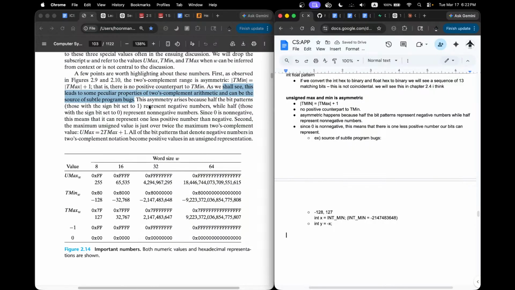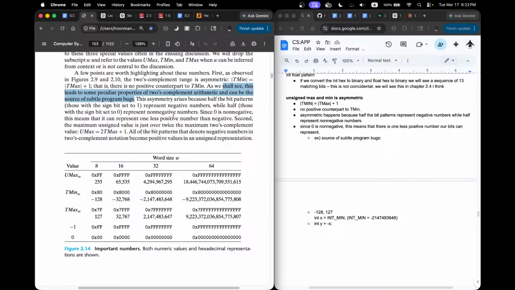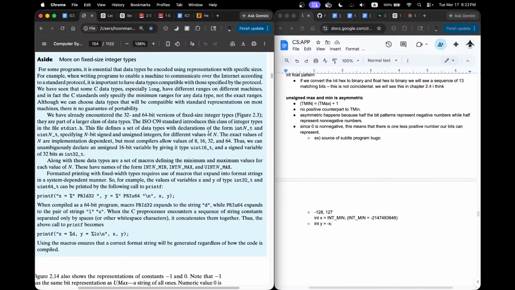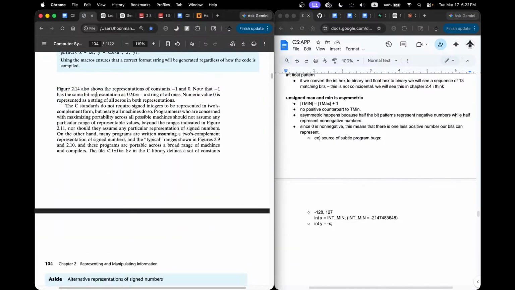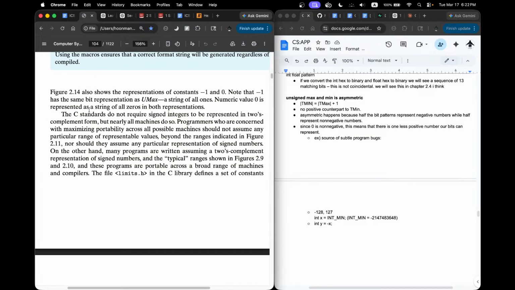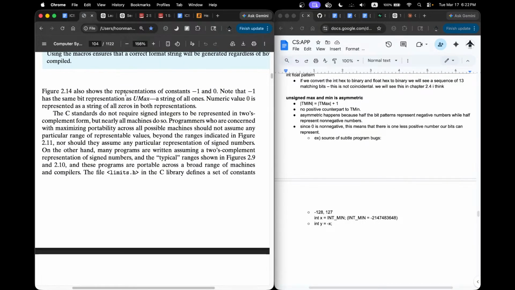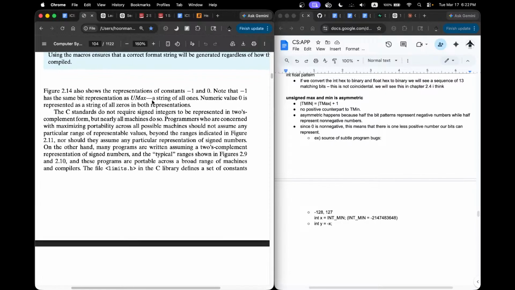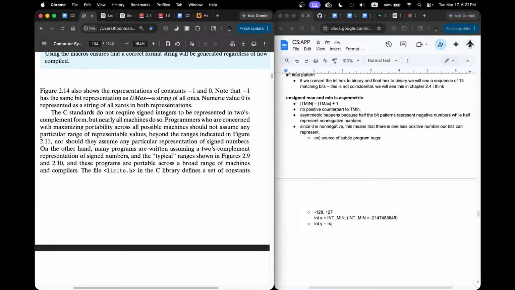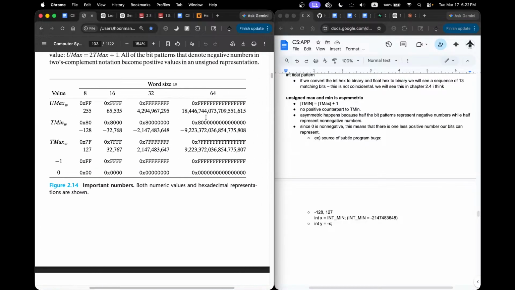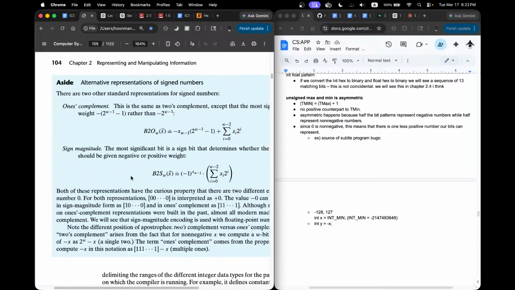This asymmetry arises because half the bit patterns... more on fixed size integer types. Nope. I do not want to read more on this. Also shows representation of constants. Note that -1 has the same bit representation as UMax, a string of all ones. What? Oh yeah, why? Wait, why? Why is that?